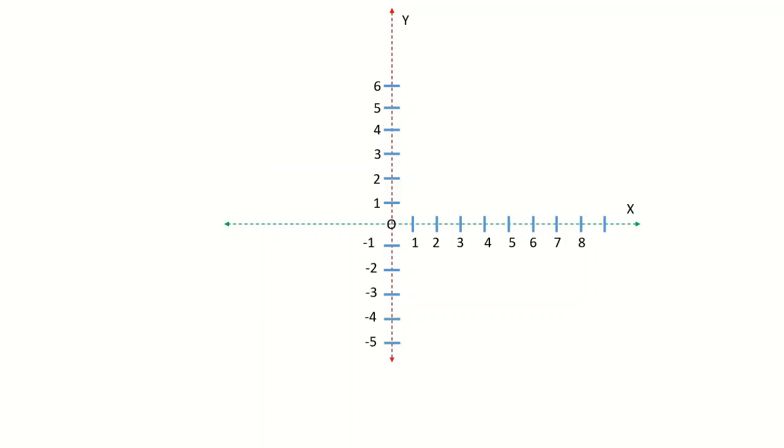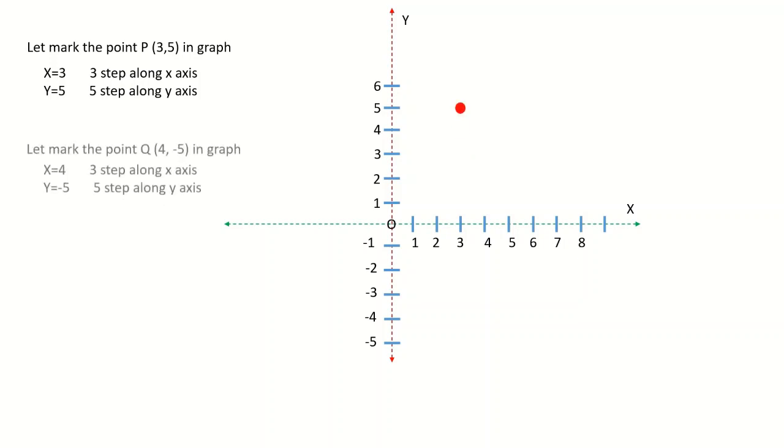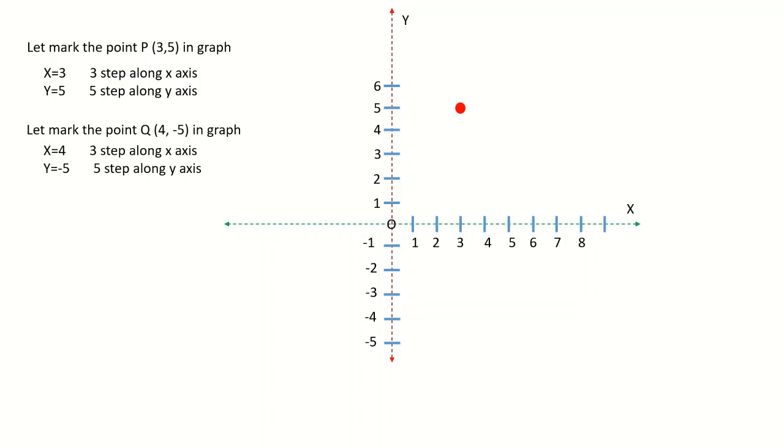Now in this graph I give you a point to mark, point P with (3, 5) as the designation of the coordinate, where x equals 3, that is 3 steps along the x-axis, and y equals 5, that is 5 steps along the y-axis. Now follow the red dot. It moves 3 steps on the x-axis, then 5 steps on the y-axis, and it reaches the desired point or coordinate. Similarly, I'm going to show a second coordinate, that is (4, -5).